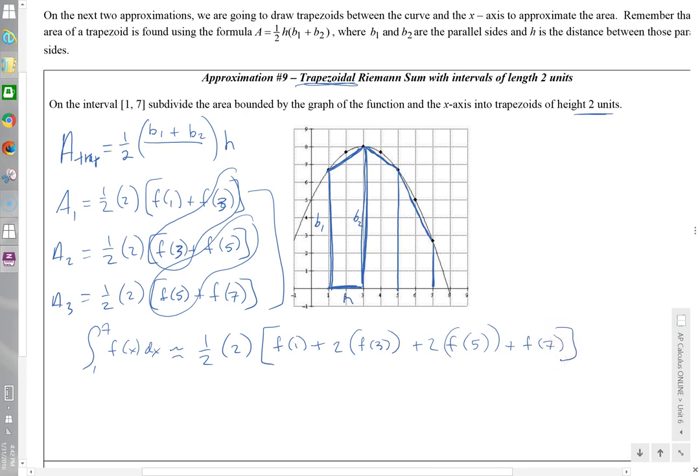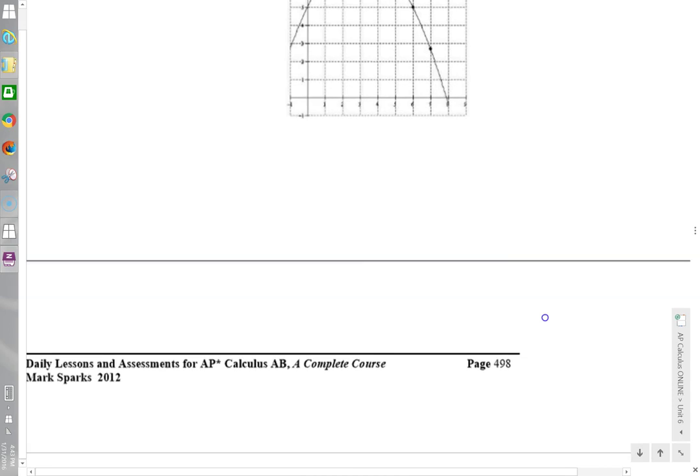You could calculate each one of these individually. I'm just looking for ways to shortcut stuff a little bit. So this is actually, those cancel, right? So we just have 1, and then you calculate each one of those function values. And any way you look at it, you should get something around 38 2/3. So you go ahead and do it for number 10.